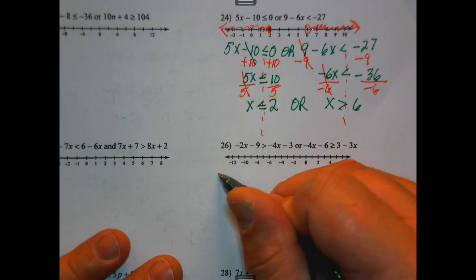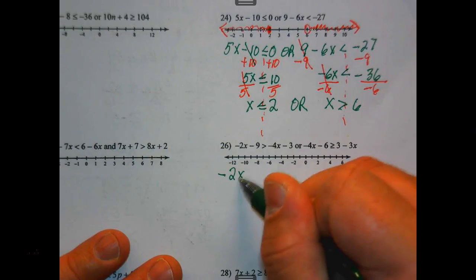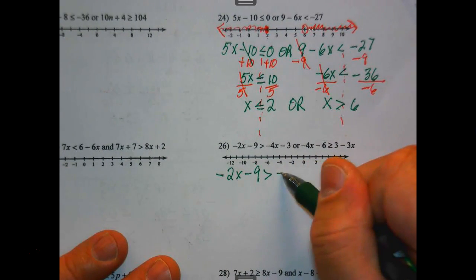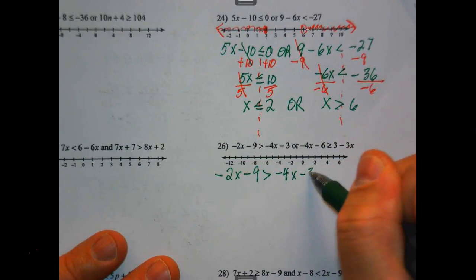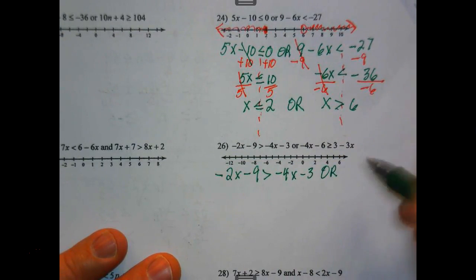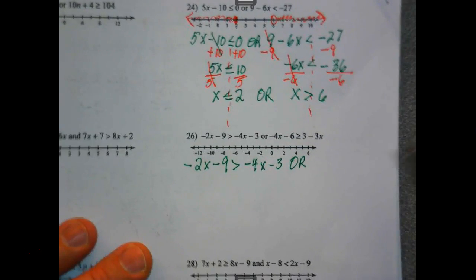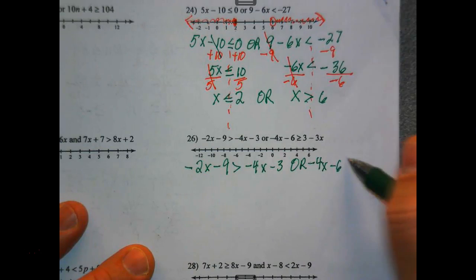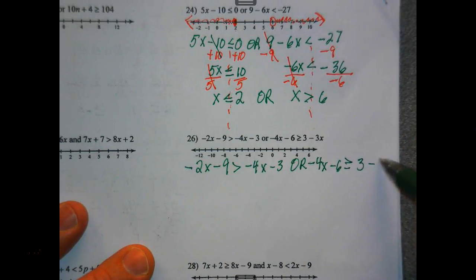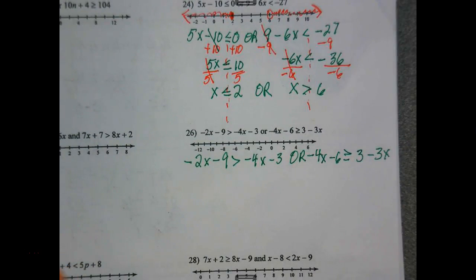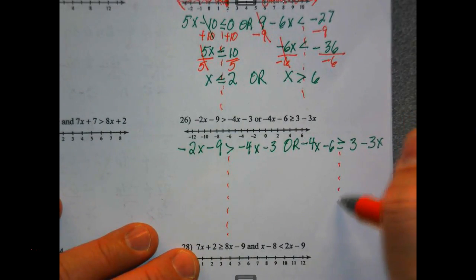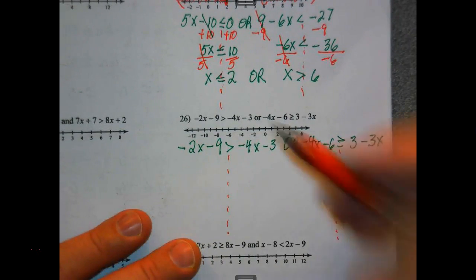Number 26. Now these are starting to get a lot of multiple steps here. Okay, it's an OR problem, so they're going to go opposite directions. I'm going to put my dotted lines there because these are getting a little complicated.